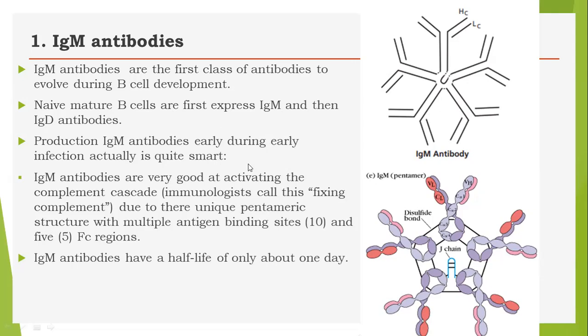And immunoglobulin M are good at activating the complement, and some immunologists have ended up coining this as a complement fixing antibody, due to its unique pentameric structure. As you can see, it literally has 5 immunoglobulins anchored by the J chain and bound by the disulfide bonds. And usually this particular immunoglobulin has a half-life of about 1 day.